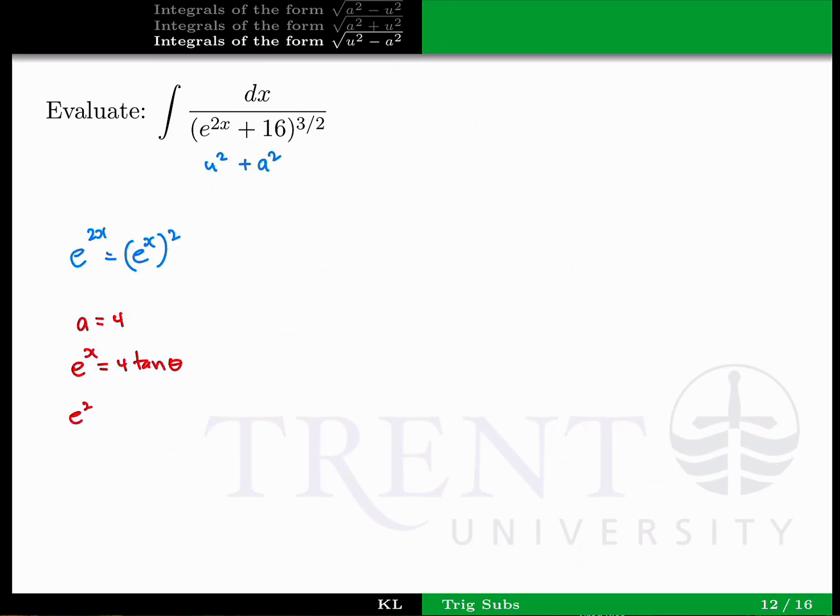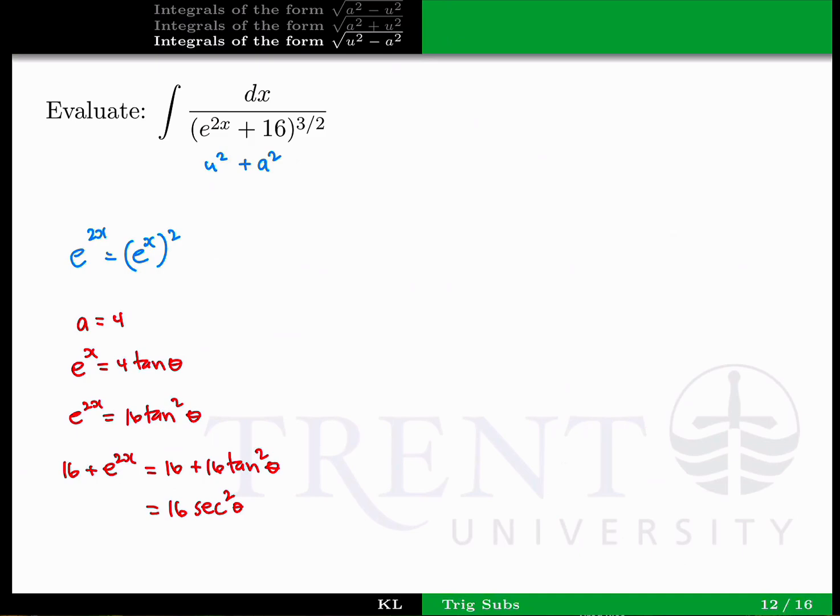u, which is e to the x, will now become 4 tangent theta. So if we square it, e to the 2x, we will have 16 tangent squared theta. We add 16 to both sides: we will have 16 plus e to the 2x, or e to the 2x plus 16, equal to 16 plus 16 tangent squared theta. Let us skip the factoring part. This will be 16 secant squared theta.